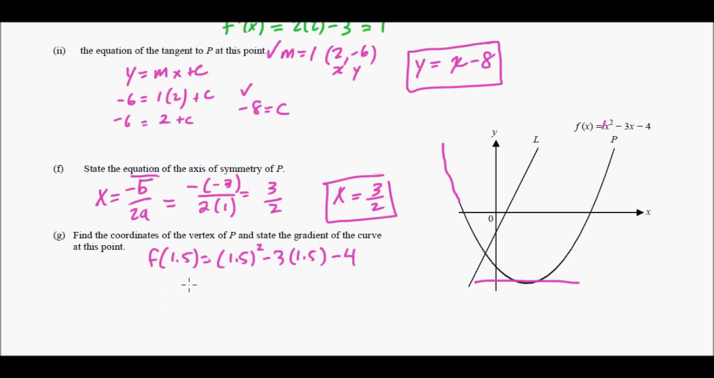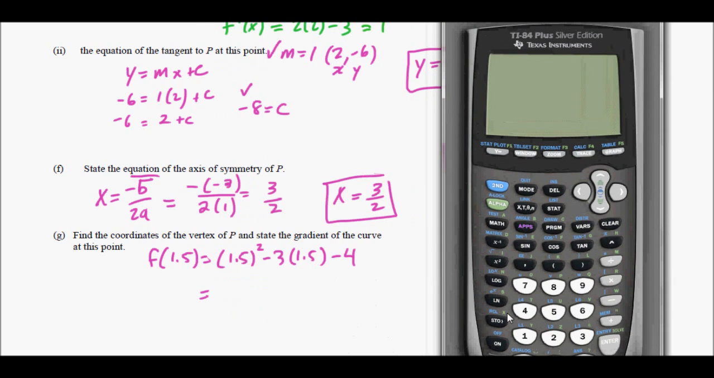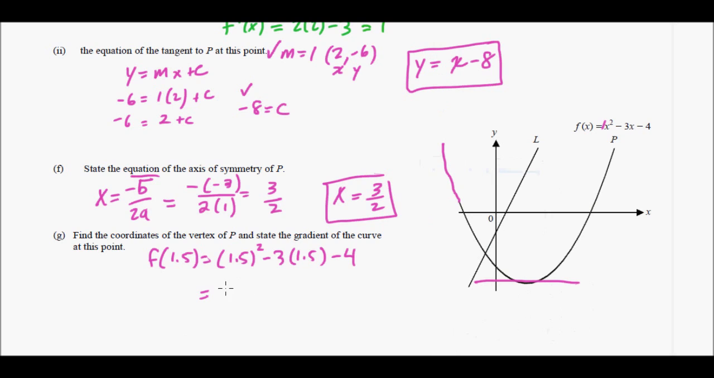Anyway, if you figure this out, we'll break out the calculator. I think this is negative 6.25. 1.5 squared minus 3 times 1.5 minus 4. And that's negative 6.25. So the vertex here is going to be 1.5, negative 6.25. Now, what's the gradient at this curve? I happen to draw a nice tangent line here. The gradient is 0, so m equals 0, because it's a horizontal line at your minimum here.